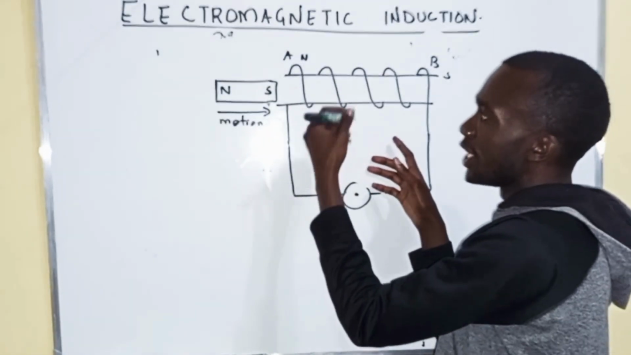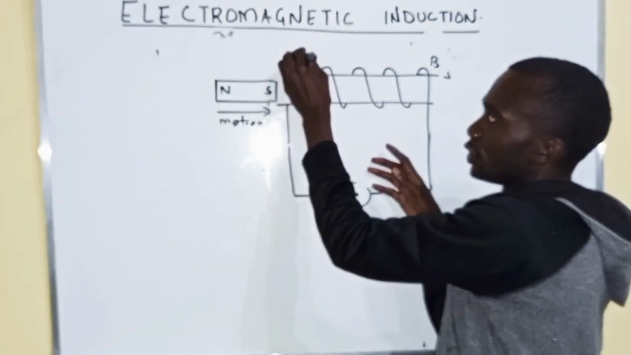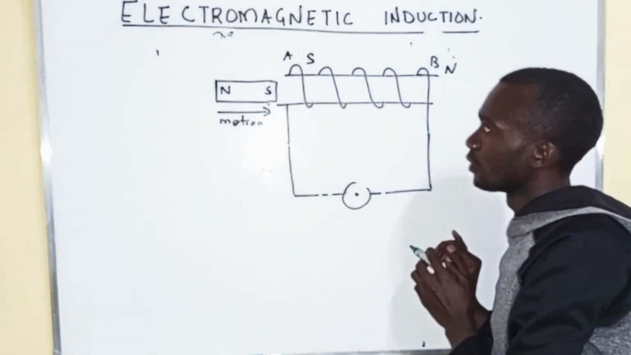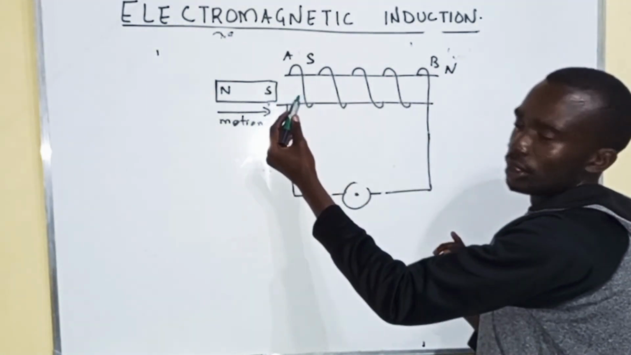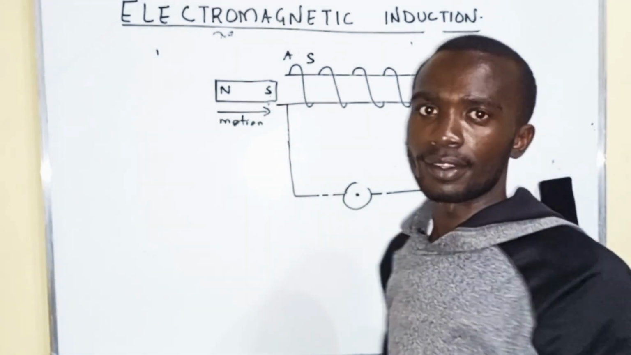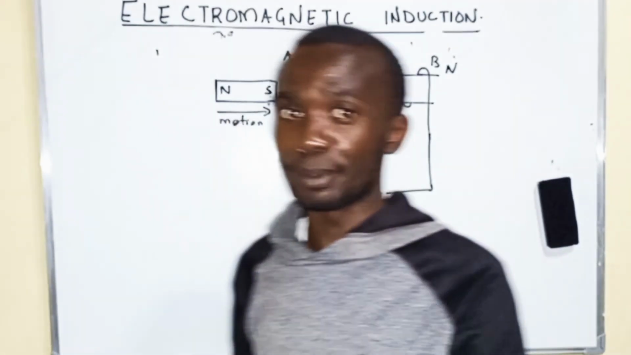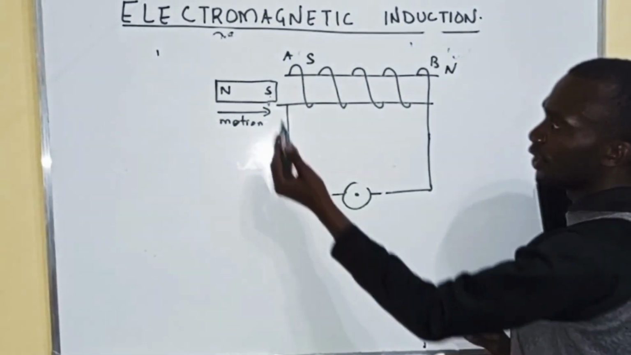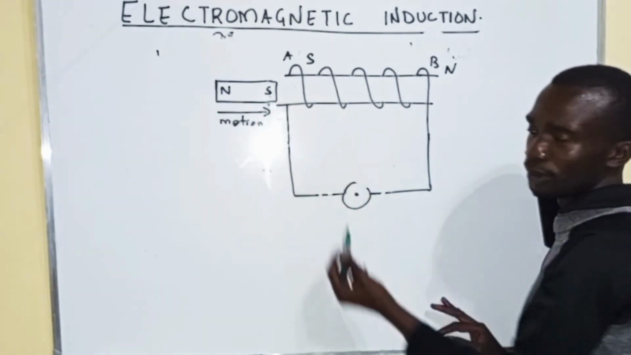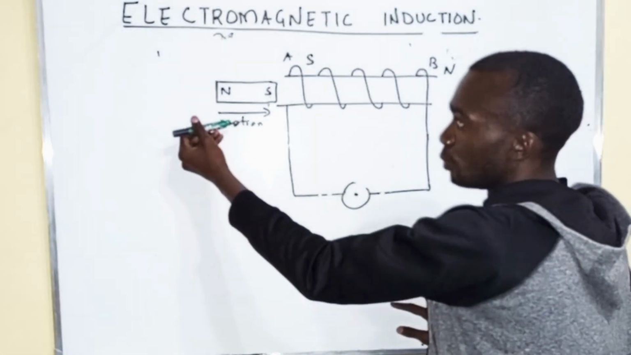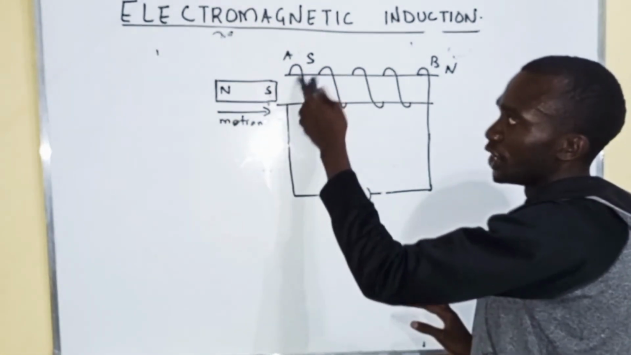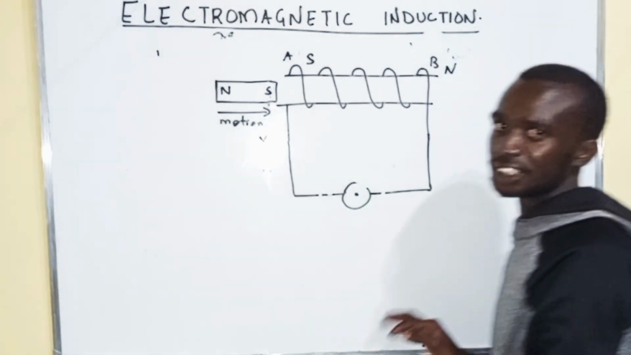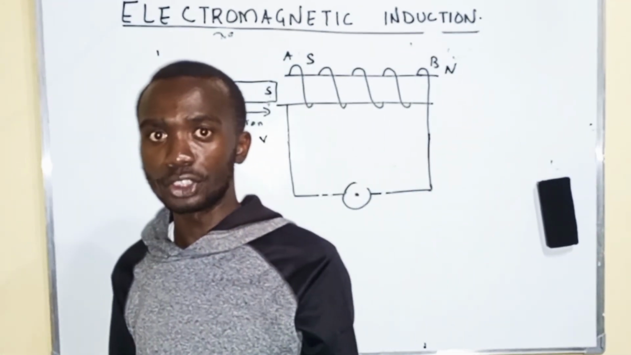For the current to be induced in this coil, we should have this end to be South Pole and this one North Pole. South and South, they are repelling one another. The motion must always be opposed for the current to be induced. Because the magnet is moved inside the coil, the South Pole is going to repel the South Pole. The current is going to be induced as a result, because the South Pole is opposing the South Pole.